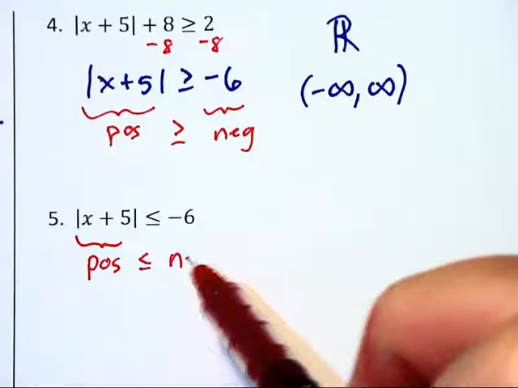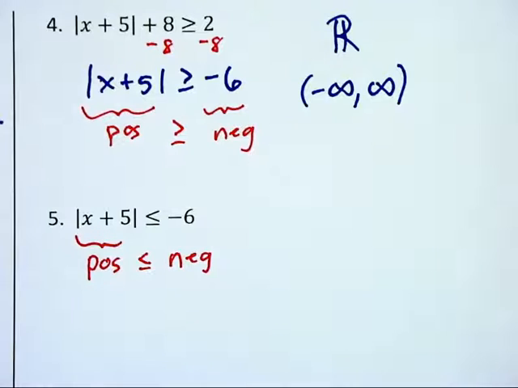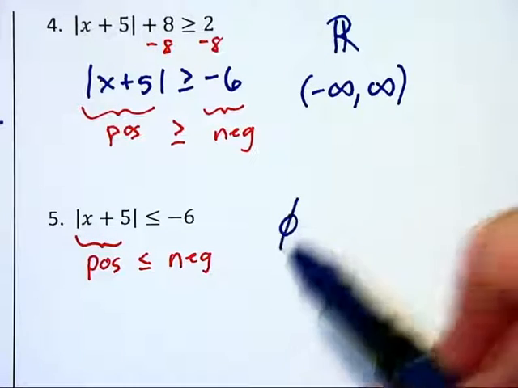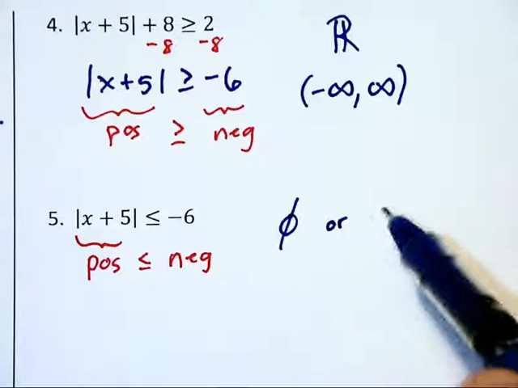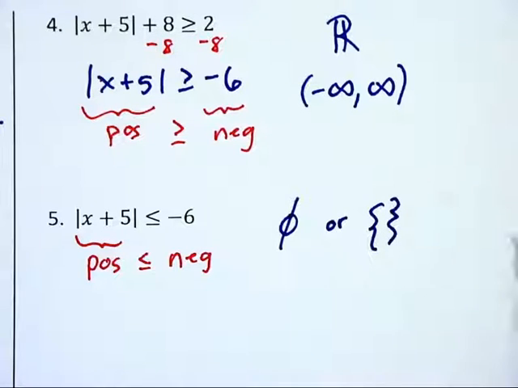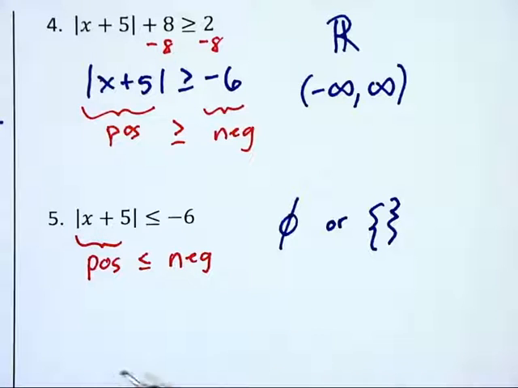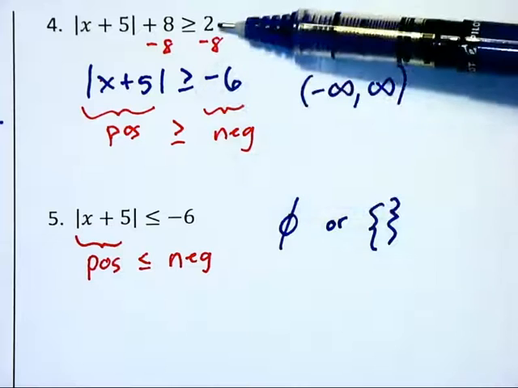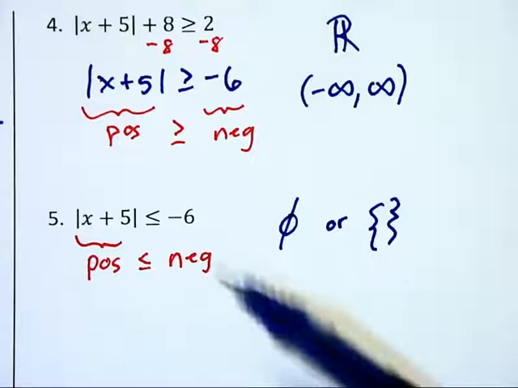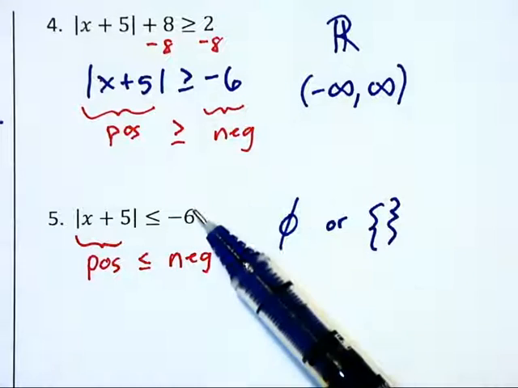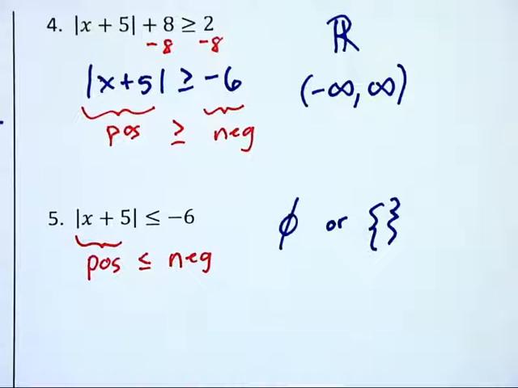In this next problem, you can see that the left side is positive and the right side is negative. When is a positive less than or equal to a negative? The answer is never. So we have the null set symbol, or we can write the empty set symbol. There is no value of x that will work in this problem. We had all values of x working in number 4. So whenever you have a negative value on the right hand side after you have isolated the absolute value, that is the clue that you're going to be in one of these special circumstances.